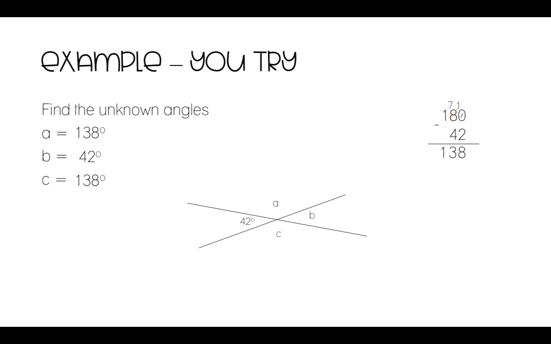Now, you're not going to be able to try this because I've given you the answers, but A and 42 are supplementary, so 180, which is what this would all add up to. 180 take away 42 equals 138, so A is 138. B is vertically opposite to 42, so B equals 42, and C is vertically opposite to A, so that's 138 as well.